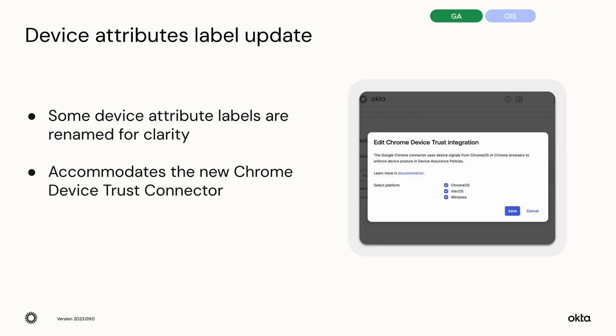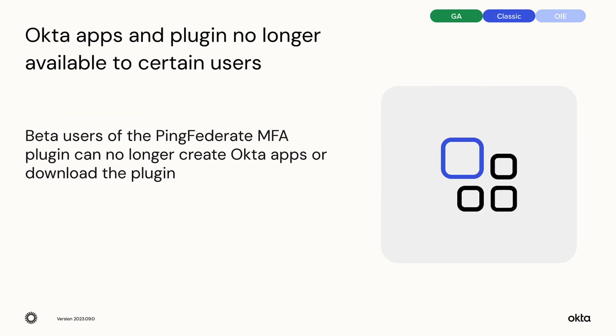Device Attributes Label Update. Some device attribute labels are renamed for clarity and to accommodate the new Chrome Device Trust connector. Okta apps and plugin no longer available to certain users. Beta users of the Ping Federate MFA plugin can no longer create Okta apps or download the plugin.